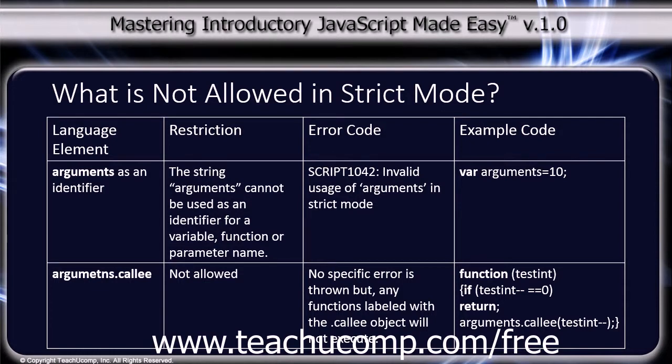Arguments as an identifier. The string arguments cannot be used as an identifier for a variable, function, or parameter name. We'll throw the error code script 1042, invalid usage of arguments in strict mode. In the example code, arguments.callee, restriction is they are not allowed. No specific error is thrown, but any functions labeled with the callee object will not execute. An example code containing arguments.callee will not function.